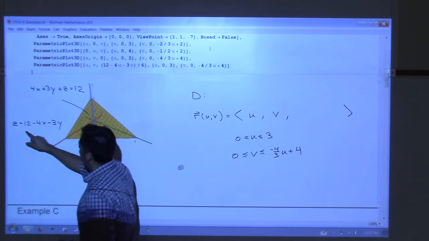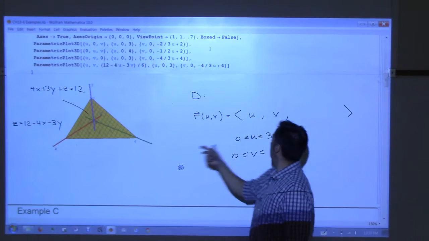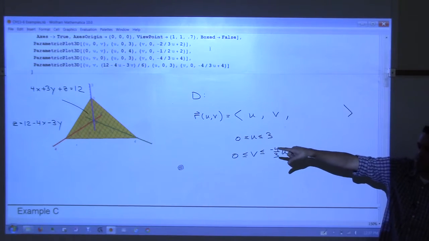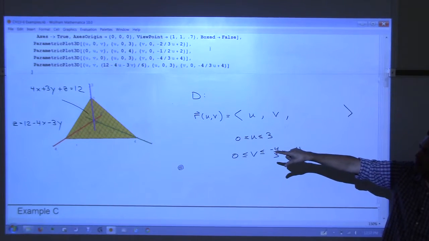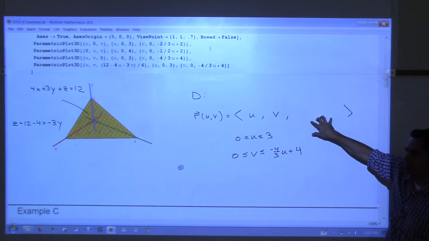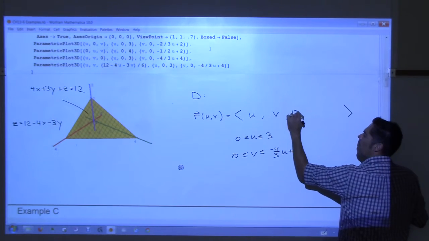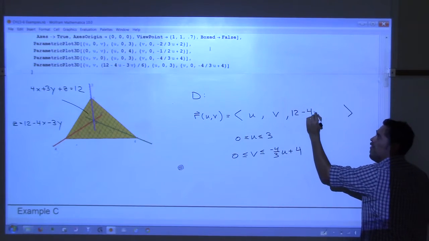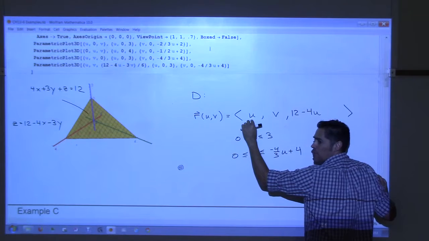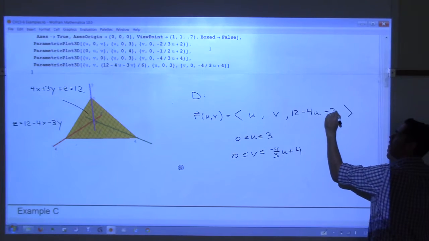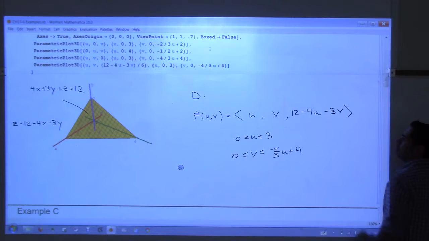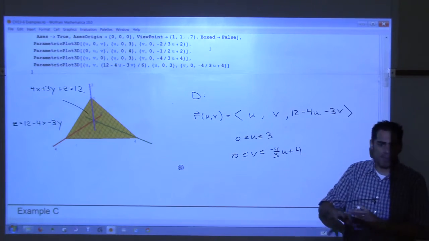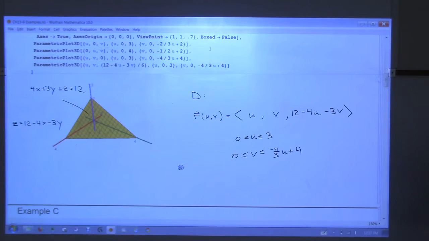Why are we solving for z? Because we're looking for the z component, right? And the z component is going to be the z coordinate of that plane. So now I just take that and plug it in here, right? So I'm going to write 12 minus 4u, because x is actually the u, and then minus 3v. And we leave everything else the same. And this is going to draw the same exact picture, but our z coordinates are now moved up off the ground.